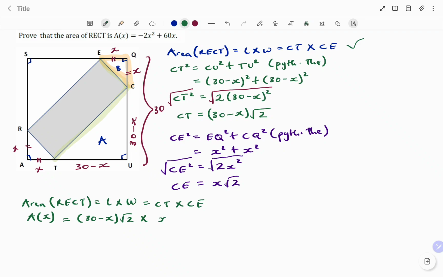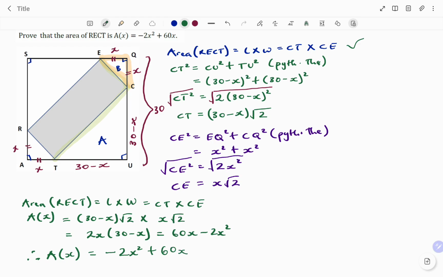Multiplying my CE, I have that as x root 2. And if I multiply that out, I have 2x multiplying 30 minus x, which is equal to 60x minus 2x squared. Therefore, I've been able to prove that the area of the rectangle or the shaded region is equal to, that's the same as minus 2x squared, starting with the second term, plus 60x, as shown in the question.